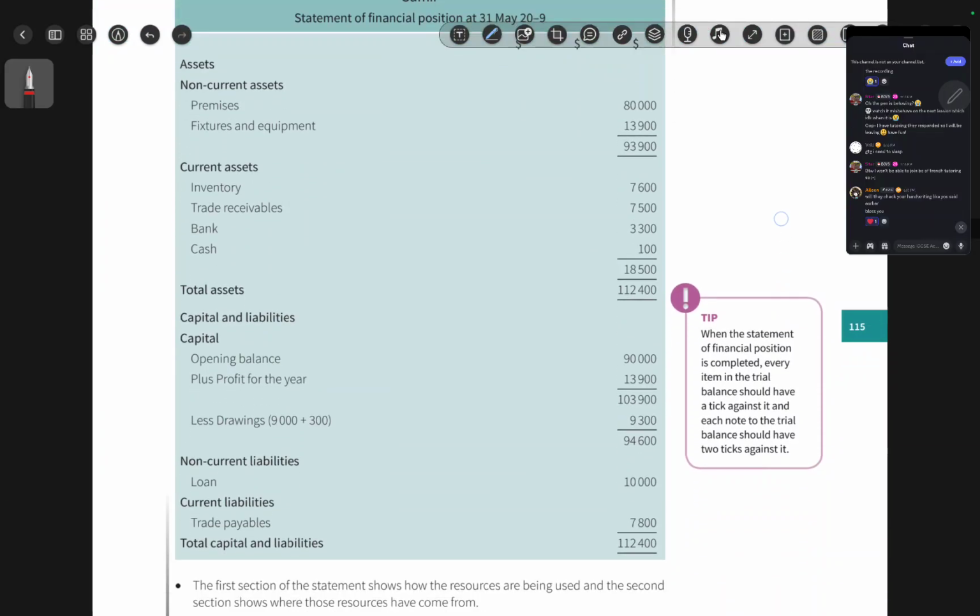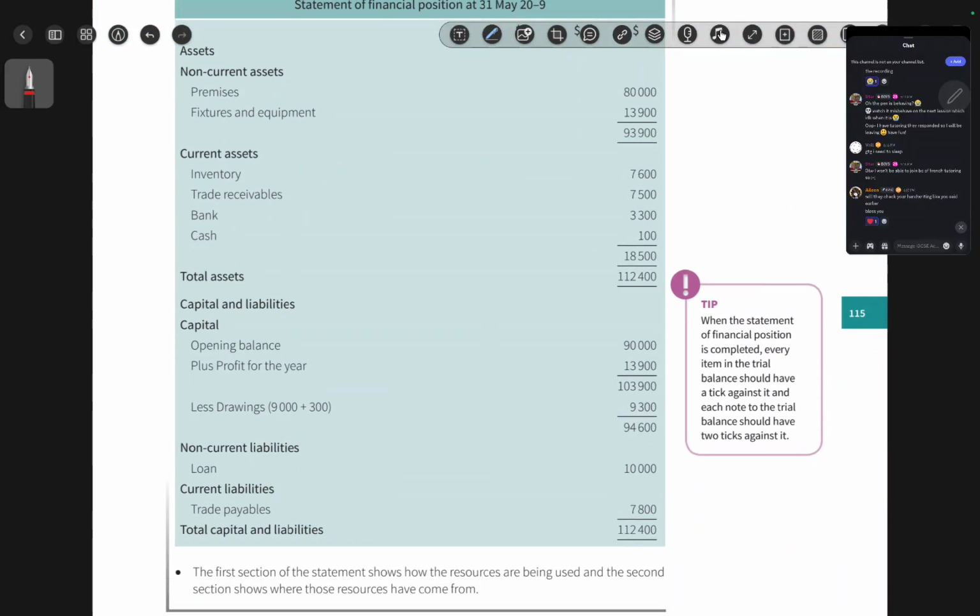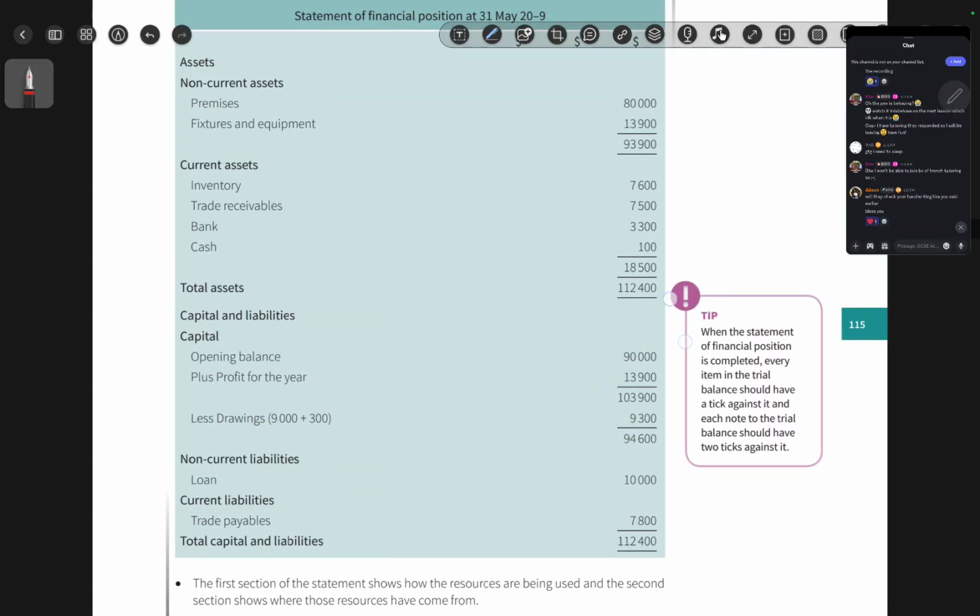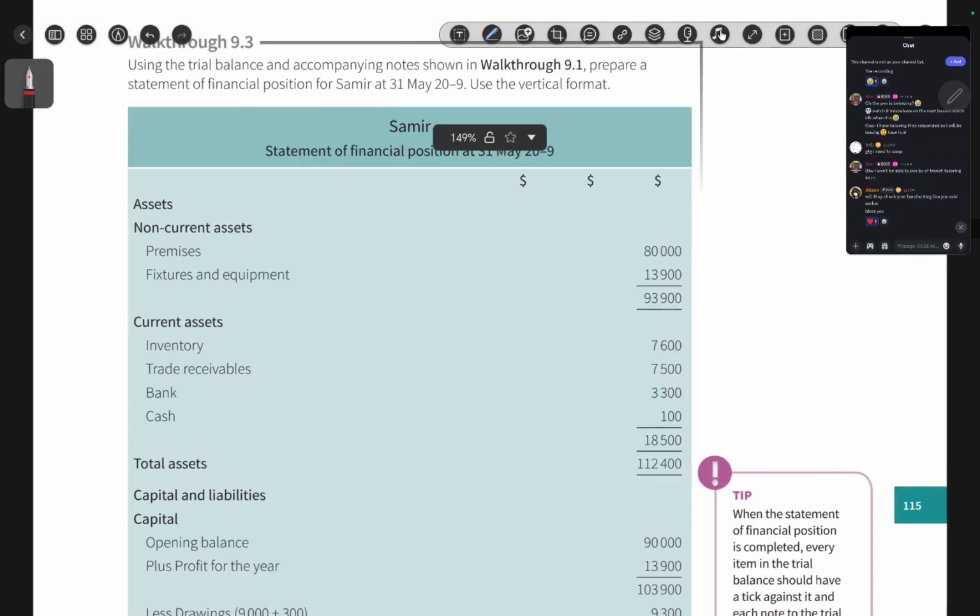Now the same thing, but in a vertical format. When the statement of financial position is completed, every item in the trial balance should have a tick against it, and each note to the trial balance should have two ticks against it. Looking at the same thing, you have our assets. What kind? Non-current and current assets. The total of the assets is 112,400.